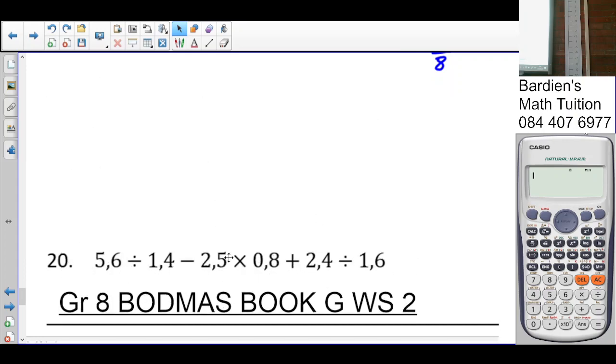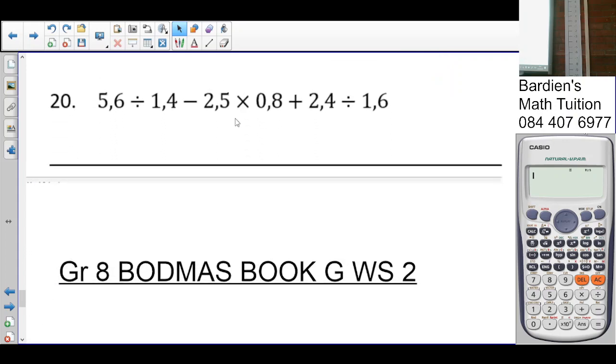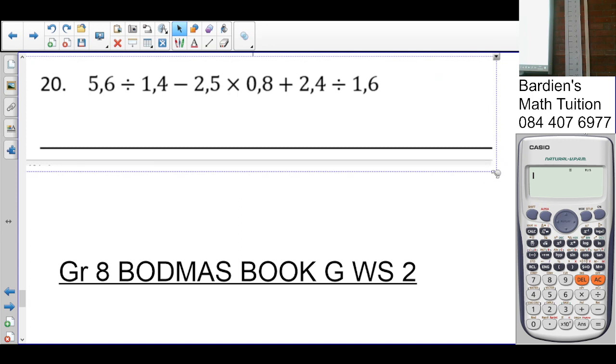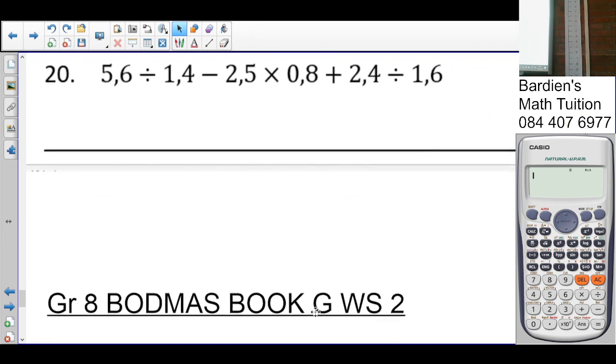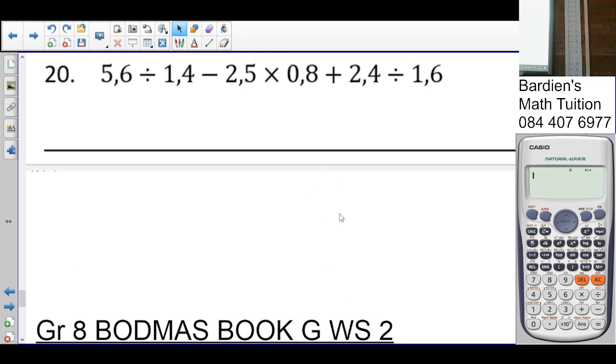Last one, number 20. Yes, I did say odd. But we haven't done some in this format yet, no? So you have an opportunity to do it now.